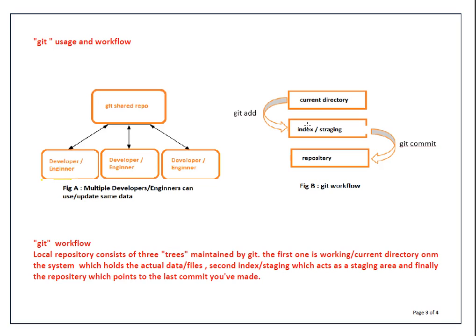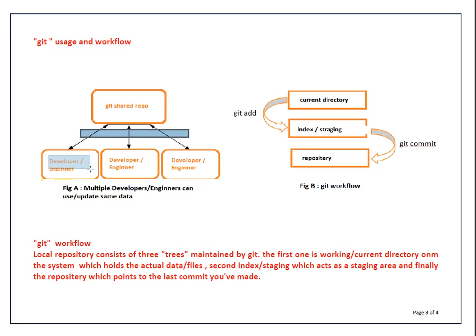So let's say you're developer 1 making changes to a file, and he puts it to staging or index. Then the changes are not written to the actual repo, but they are somewhere here. And a similar thing for developer 2 and developer 3. At the end, when changes are written, they are combined and merged and written to the repository.